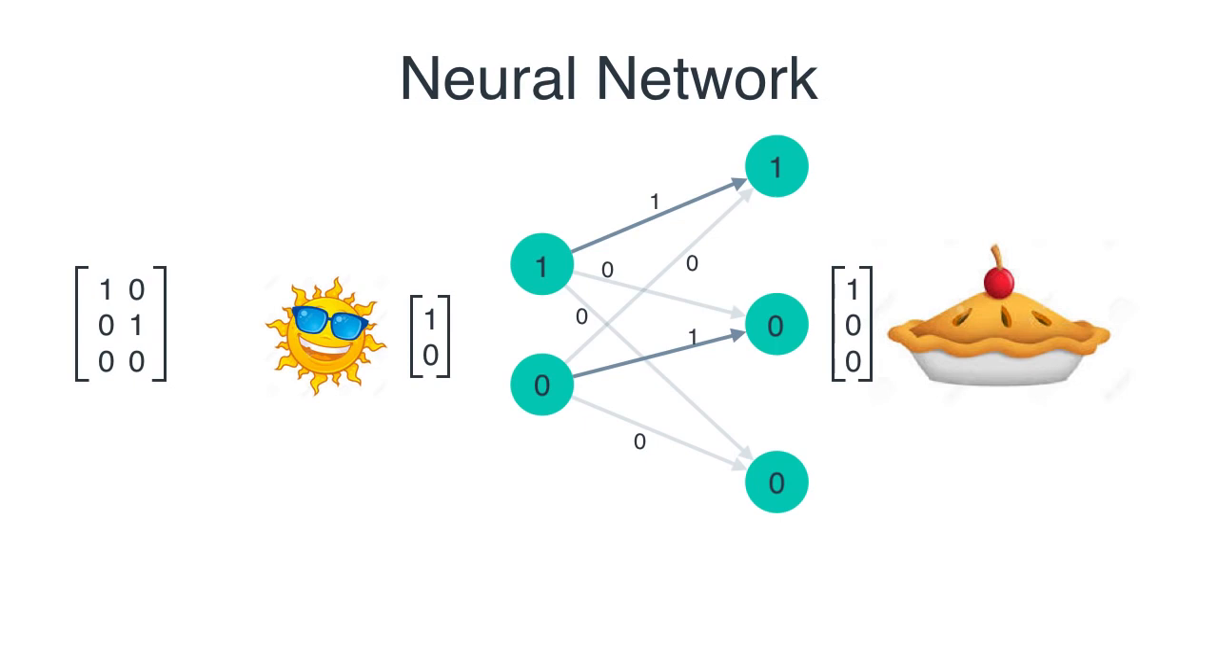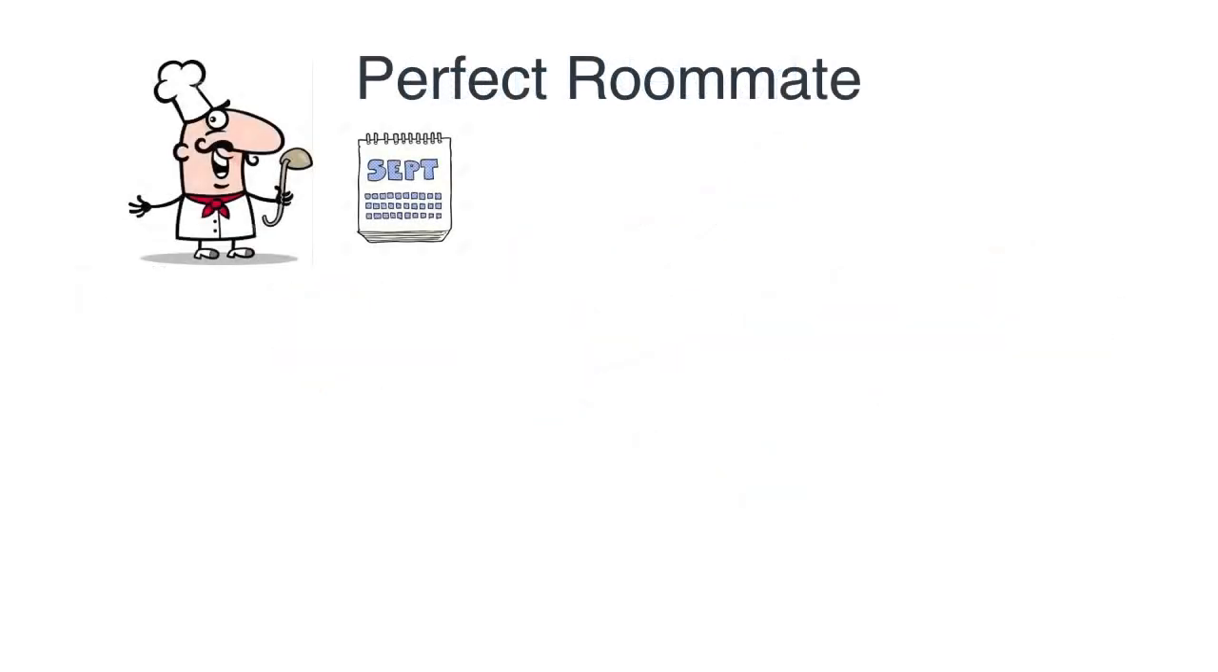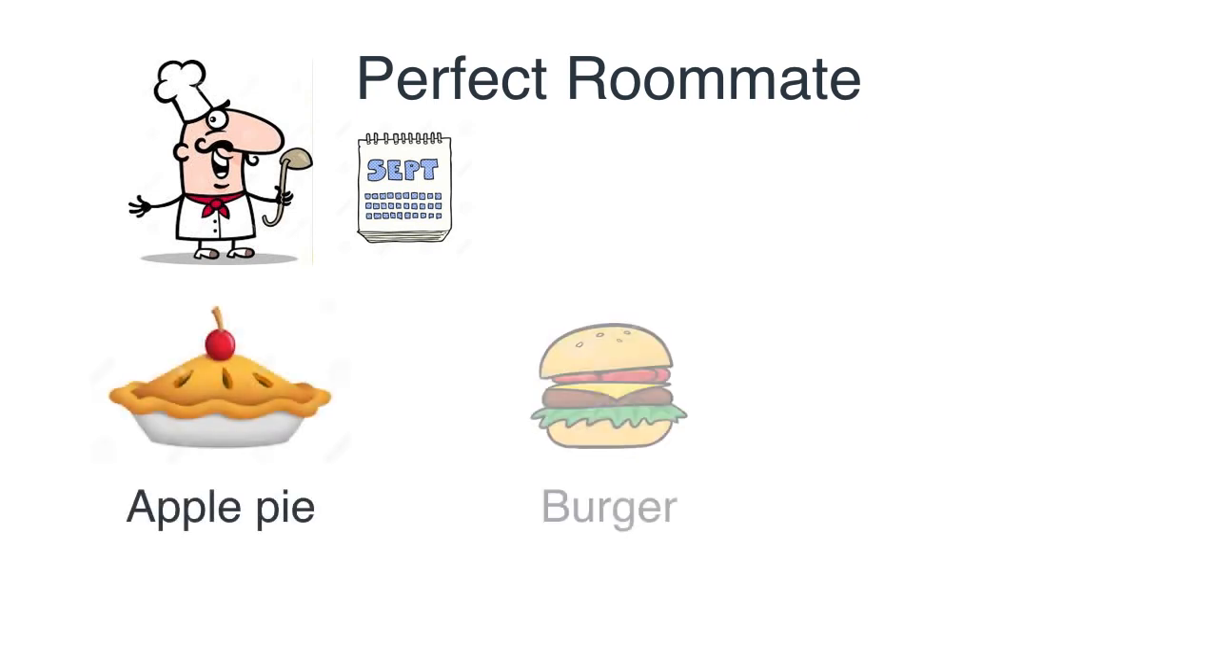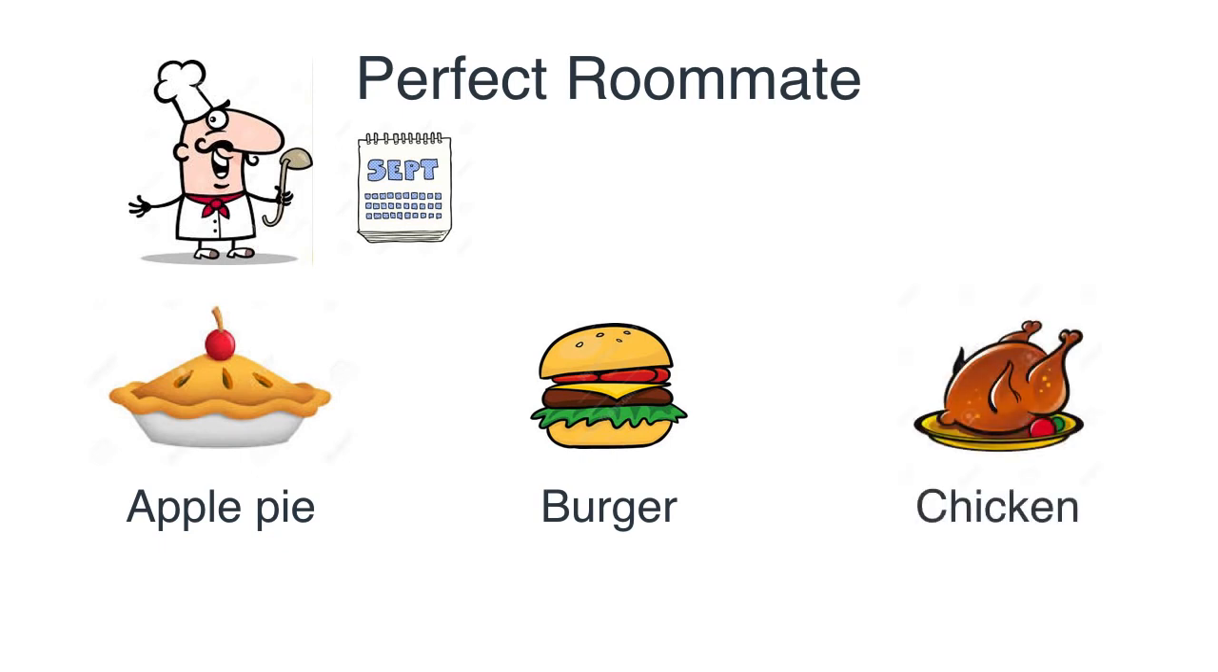Okay, so that was a simple neural network. Now let's go to a slightly more complicated problem. Let's say we still have the perfect roommate. He still cooks every day, but now he doesn't base his cooking on the weather. He's actually very organized and very methodical, and he just cooks in sequence. So one day, if he cooks an apple pie, then the next day he cooks a burger, and then the next day he cooks a chicken, and then the next day again apple pie, and then burger, and then chicken, and then so on and so on. So we can always tell what he's going to cook based on what he cooked the day before.